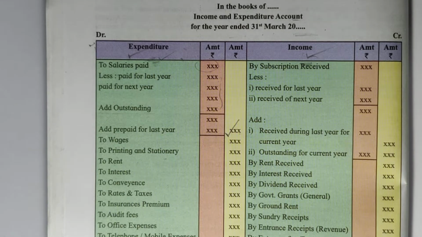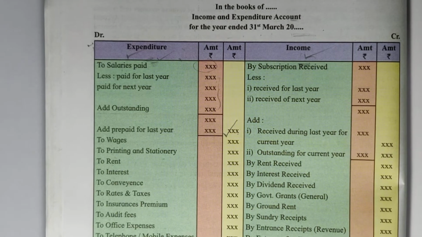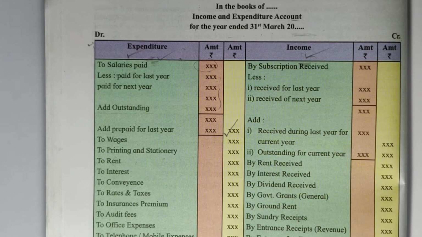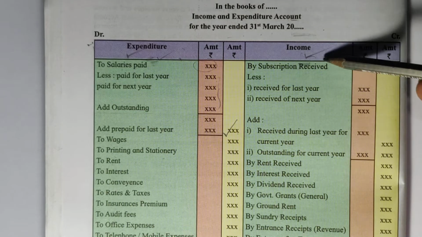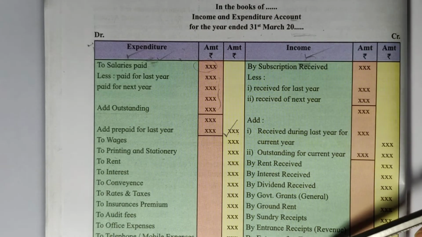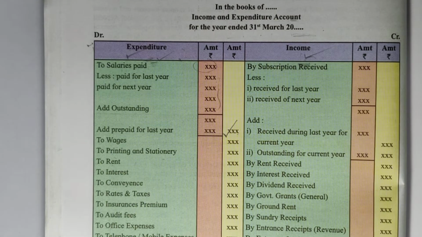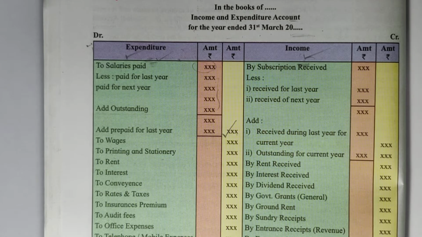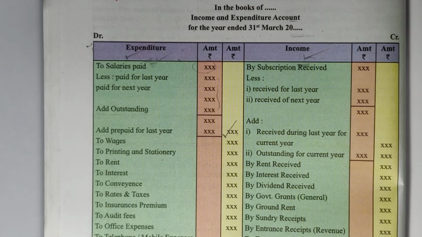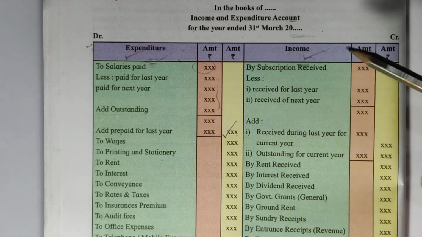See, in the last lecture we discussed there are two types of donations. One is general donation, another one is special donation. If it is general donation, it is to be treated as income. If it is special donation, that is the donation for a specific purpose, then it is to be considered as a liability. So we have to record special donations to the liability side, and if it is general donation or nothing is mentioned, we have to record it to income side.